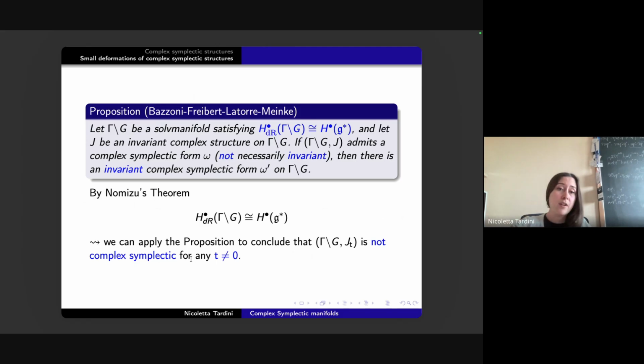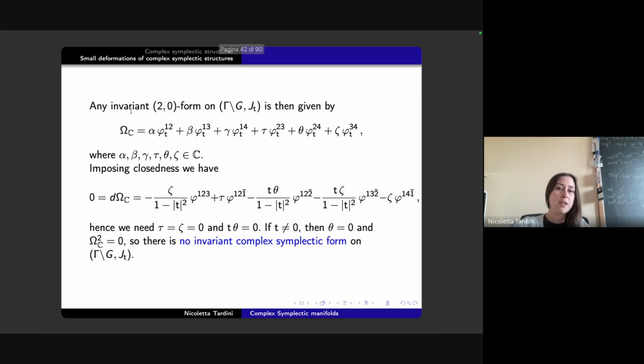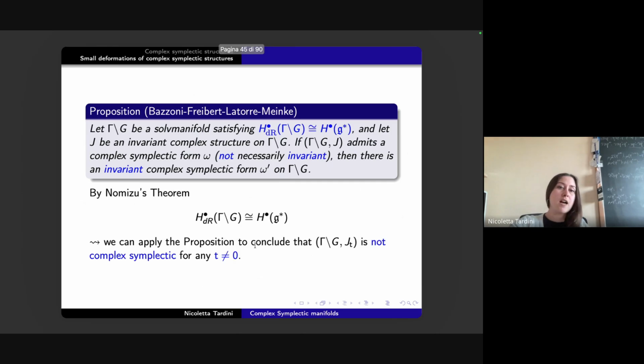Because if we had a complex symplectic structure for t different from 0, then we apply the proposition, we would get an invariant one, but by what we showed here, we cannot have an invariant complex symplectic form, okay? So this example is showing that we don't have stability in general, okay?